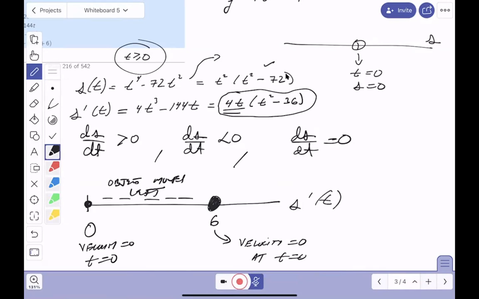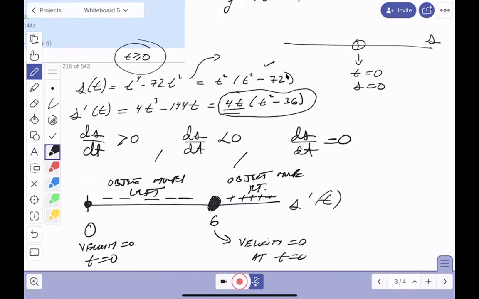So over here, if I choose like 7, plug it in, it'll be a positive number, right? So the velocity is positive, by the way. That music was so loud coming from that car, it set off a car alarm. The object moves to the right.